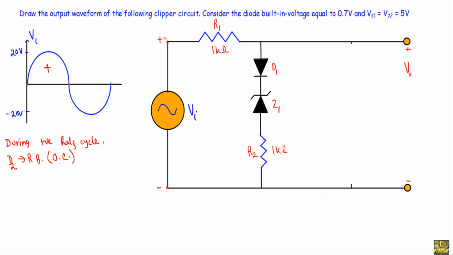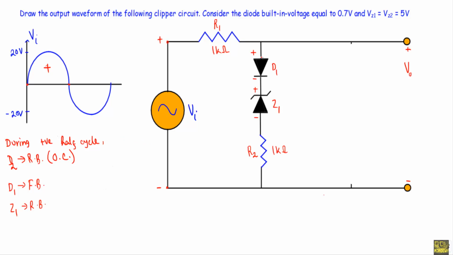Now see, the positive terminal of the applied voltage is connected with the P side of the diode D1, N side of the Zener diode Z1. The negative terminal of the applied voltage is connected with the P side of the Zener diode Z1 and N side of the diode D1. That means during positive half cycle, the diode D1 should be in forward bias due to the applied voltage and the Zener diode Z1 should be in reverse bias during the positive half cycle.